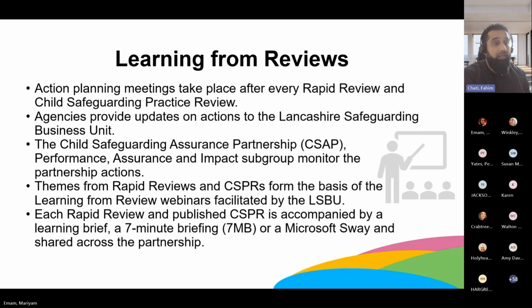Following each child safeguarding practice review, once the report has been published or with the report publication, there will also be a 7-minute briefing, a Microsoft Sway, or even a learning brief template that will be shared across the partnership and disseminated to members of staff through our distribution list, through various newsletters and means that we can use. The aim of this is to understand the improvement in practice, and also to highlight the good practice that was undertaken and identified throughout the CSPR rapid review.